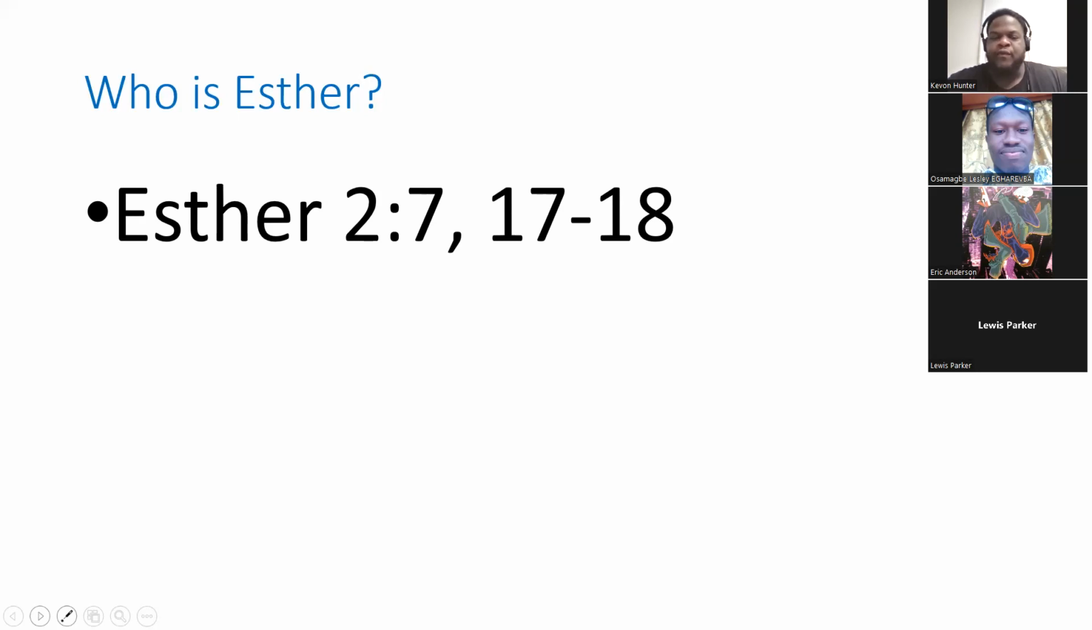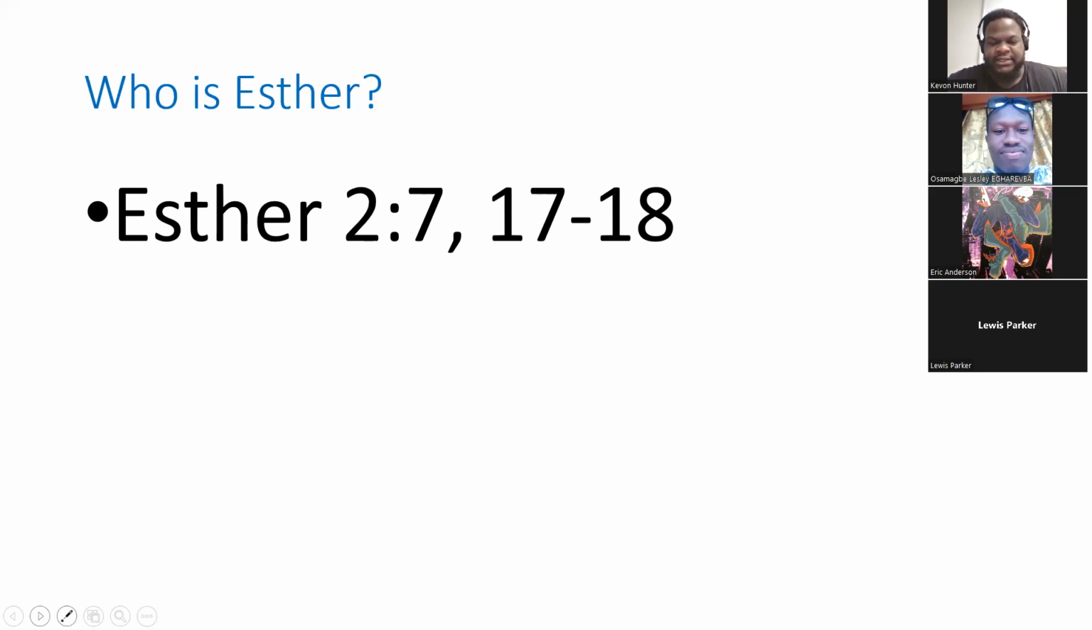So we already know this before, that Esther is the cousin of Mordecai, and she was adopted by him because her parents had passed away already. So she was an orphan, and Mordecai took her under his wing and raised her as his own daughter.